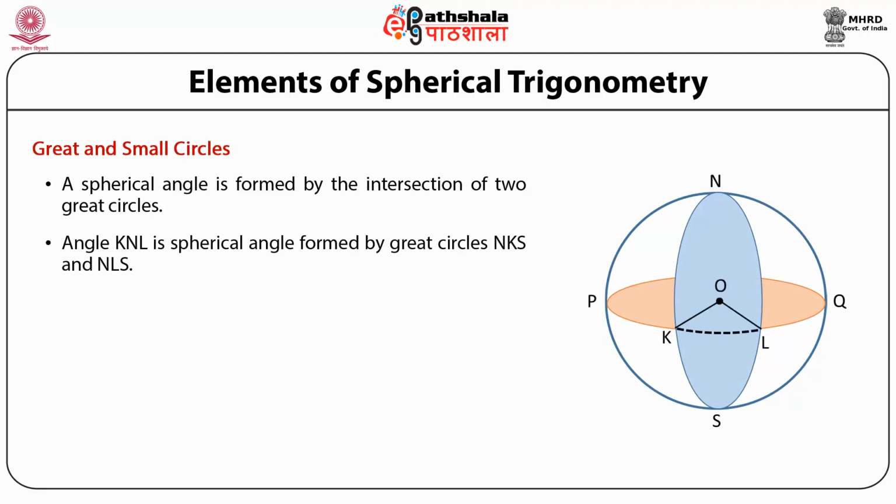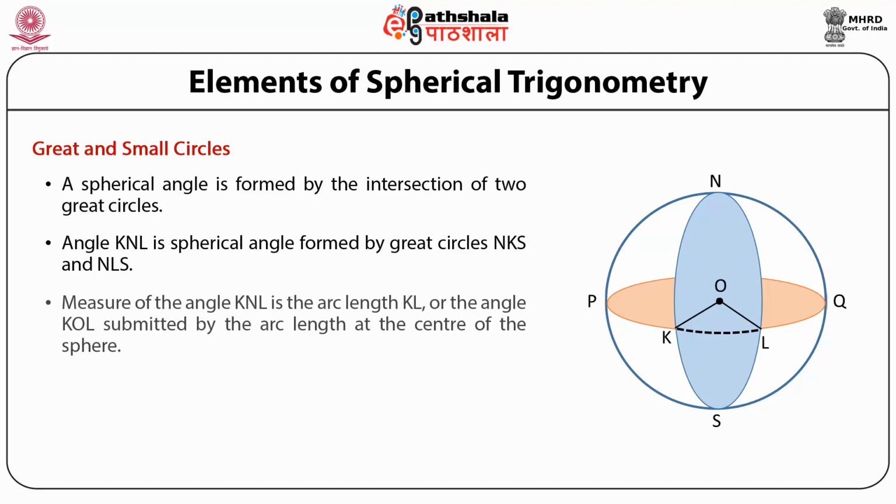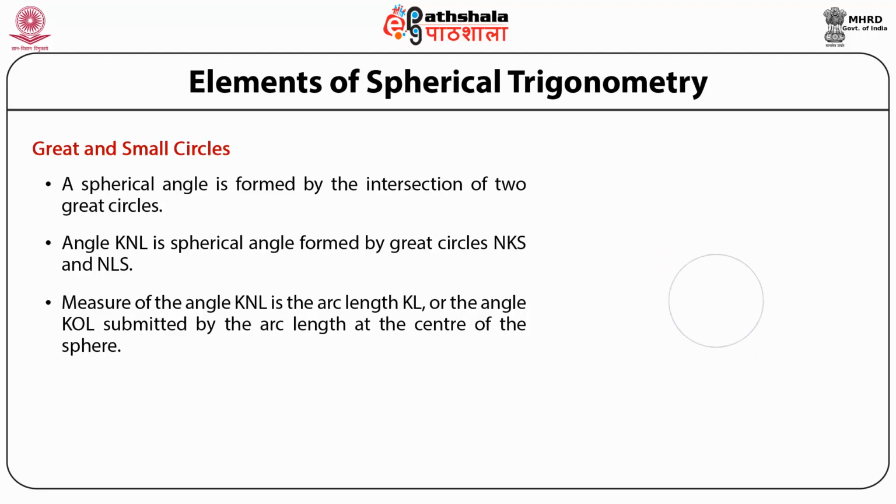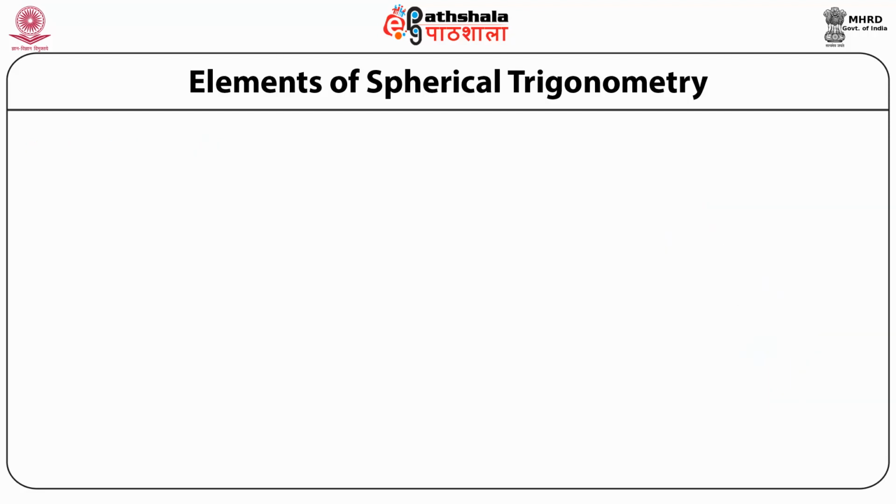As we have discussed, the radius of the sphere is fixed, so it is customary to measure angles in terms of arc. Therefore, either we say the angle KOL or we say the arc KL. Both are similar. Now let us define a spherical triangle.